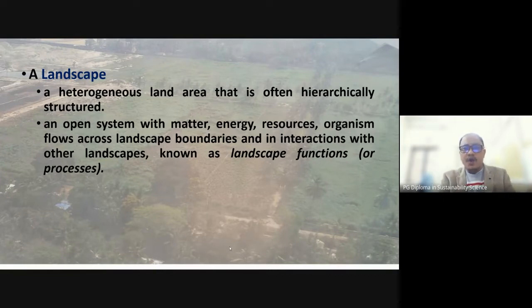Then, as I told you about landscape, every structure has a function. From a functional point of view, we see that all these landscape components are open systems. All these open systems are linked by matter, energy, resources, and organisms that flow across landscape boundaries and interact with other landscapes. That is exactly what I mean by the process, or landscape function. So when you are trying to understand the concept of sustainability, or any process you are trying to implement or develop to make something sustainable or inclusive, we have to understand this fundamental principle of nature, which we define as landscape ecology.